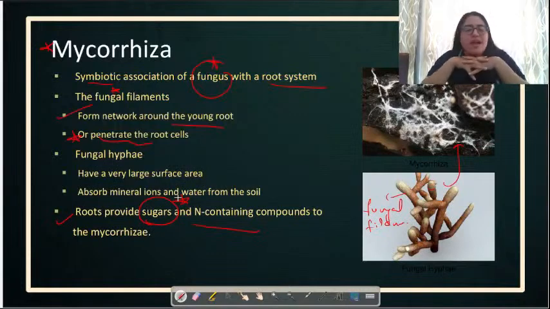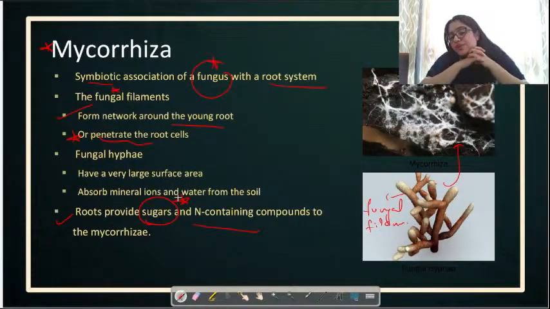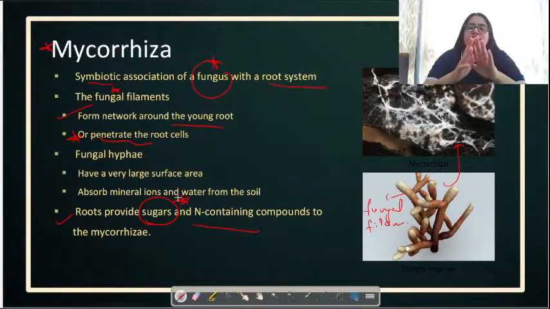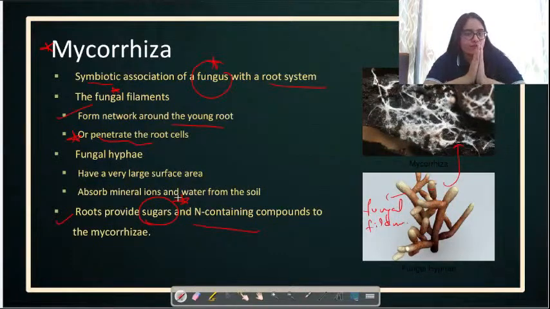This is a symbiotic relationship that exists in some plants, known as mycorrhiza, where the association is present between the fungi and the roots of the higher plant. The fungi provide water and minerals, and the plant body provides the fungi with sugars and nitrogen-containing compounds. So this is how both benefit each other.